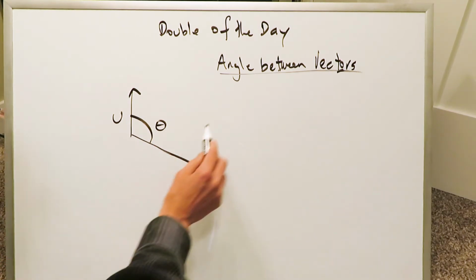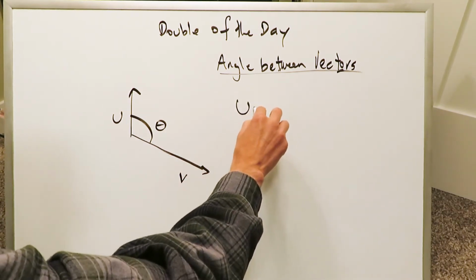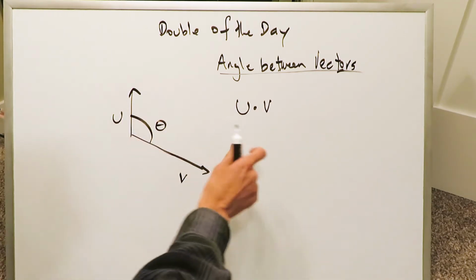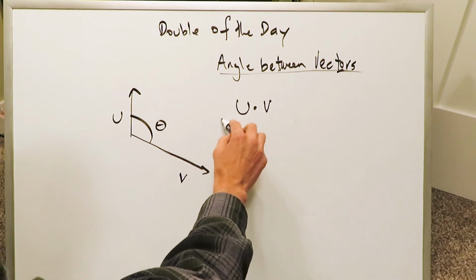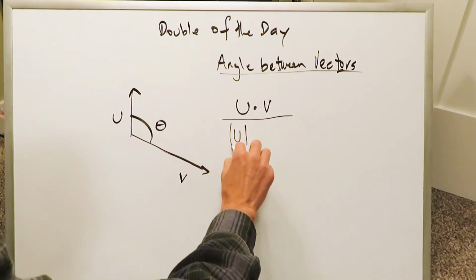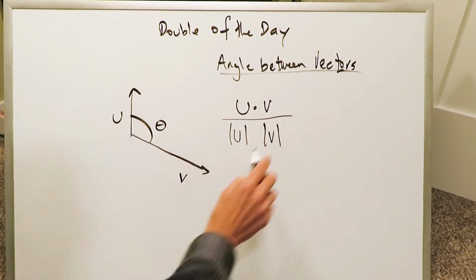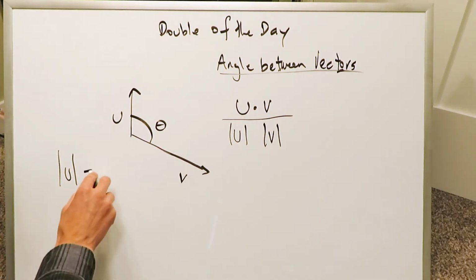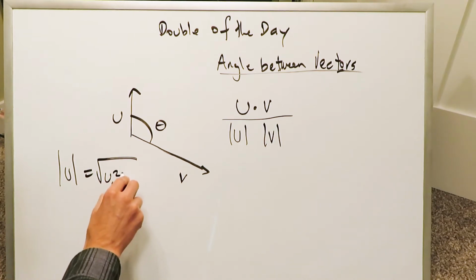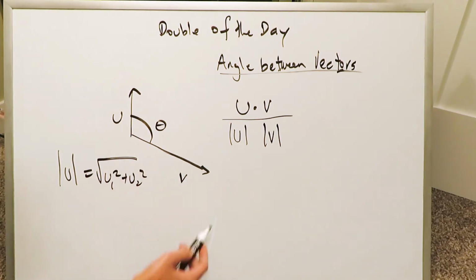Well, there's a formula. The formula is this: you would have to do the dot product between the two vectors. You know that's the multiplication of their vectors to give you a scalar quantity. We've learned that. Divided by the magnitude of u times the magnitude of v. You know the magnitude of any vector can be easily determined as the sum of the individual components squared and square root.